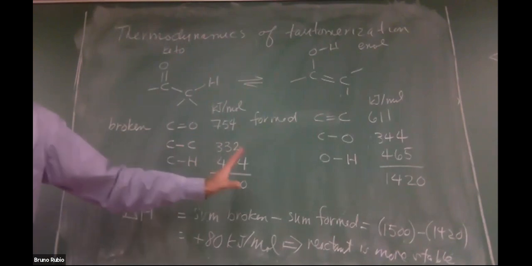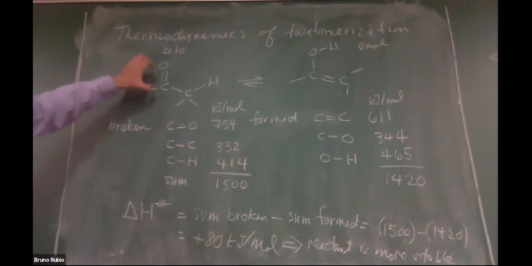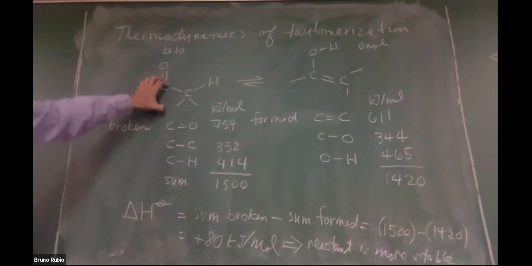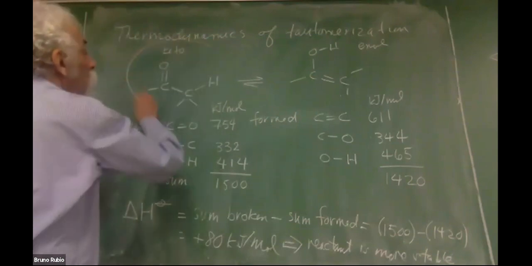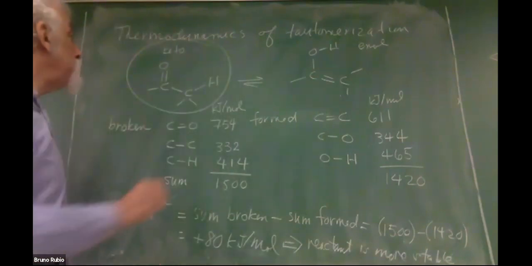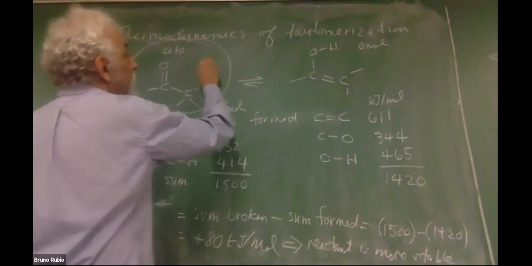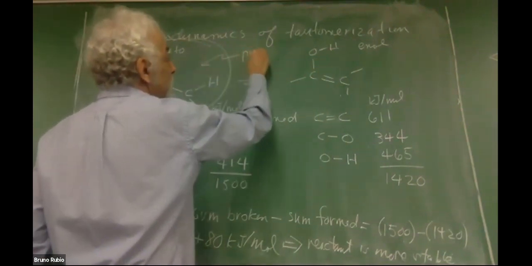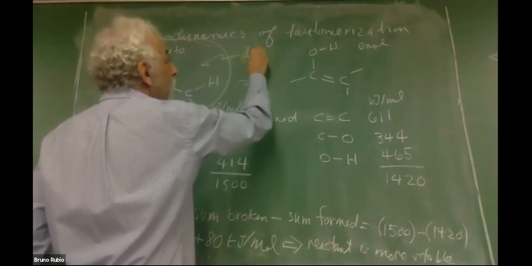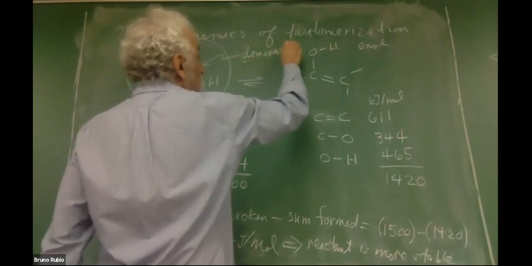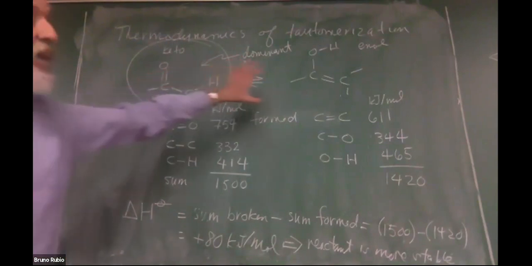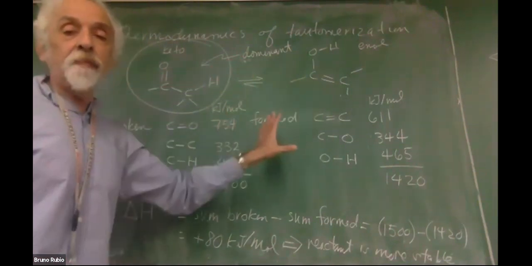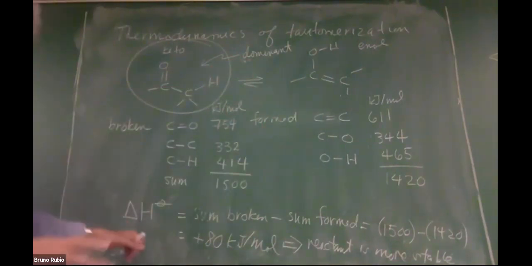So my big payoff here is that the keto form is 80 kilojoules per mole more stable than the enol form. So in the equilibrium mixture, this guy predominates. This guy is the dominant form. So I'm going to have more of this than of this at equilibrium, as demonstrated by this calculation.